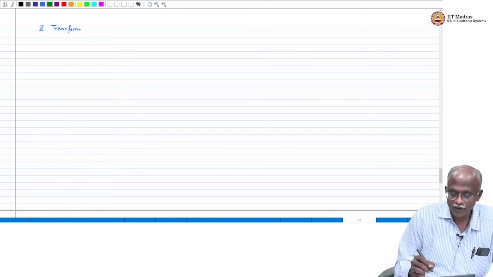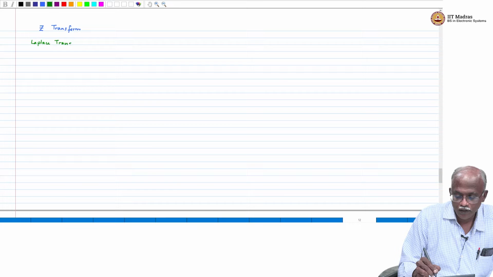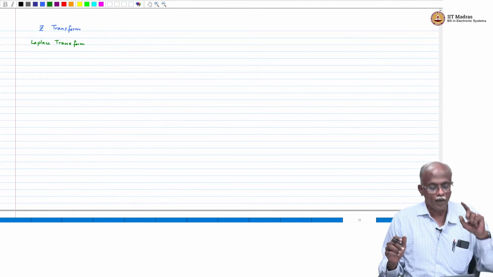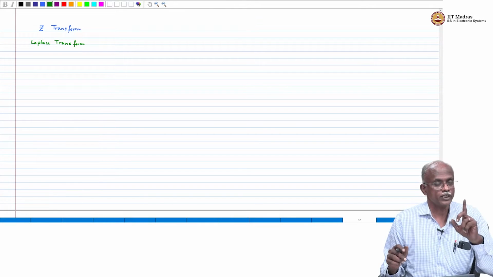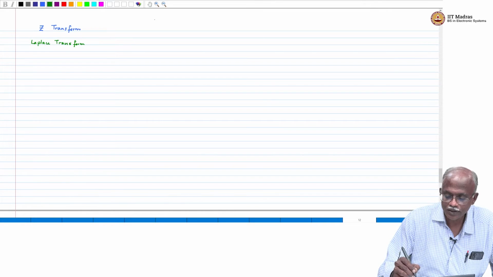But before we begin to talk about the Z transform, I would like to refresh your memory about the Laplace transform. Now, Laplace transform is a transform that is applied in the continuous time. What other transform do we use in the continuous time? We use the Fourier transform. So, basically the Fourier transform and Laplace transform are continuous time transforms.